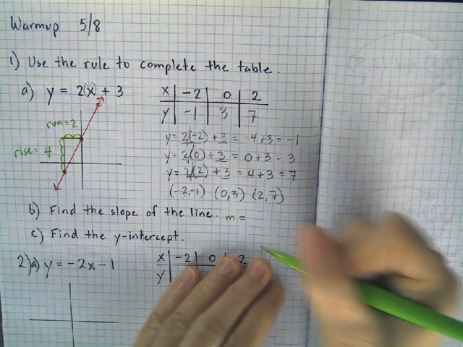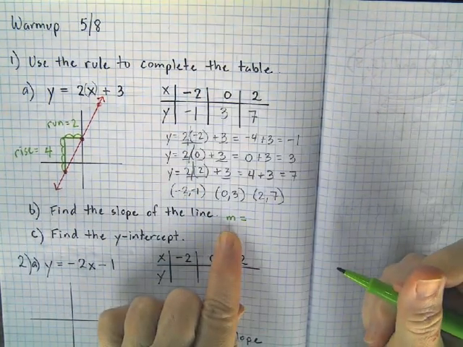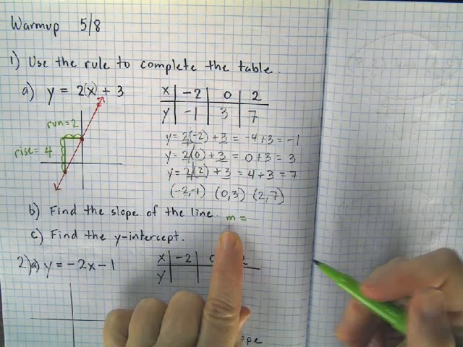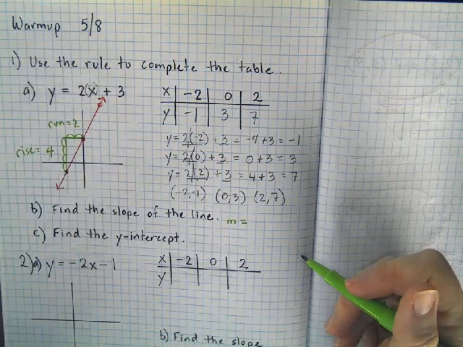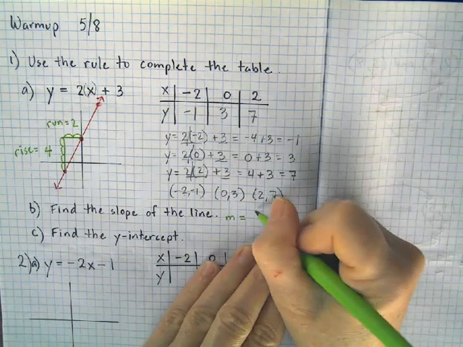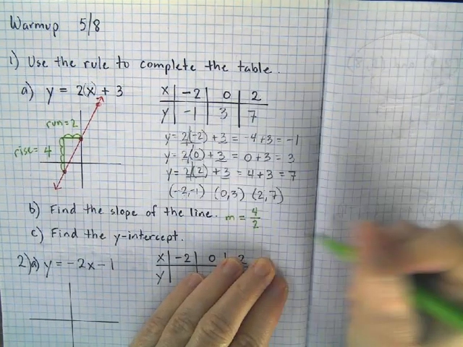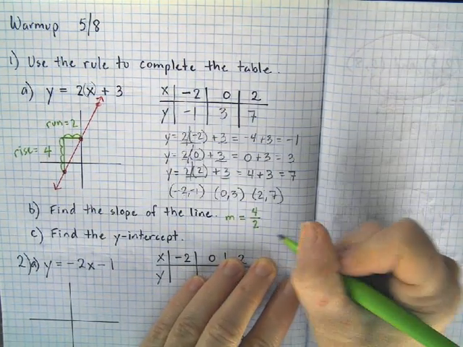So my slope, we're going to use the letter M now for mountain. How steep is my mountain? It's rise over run. So 4 divided by 2 is 2.